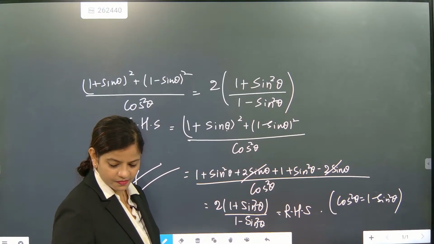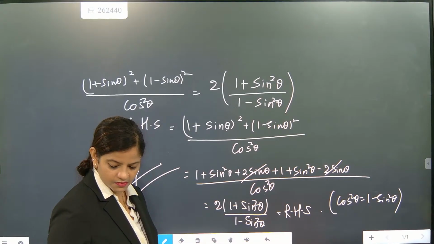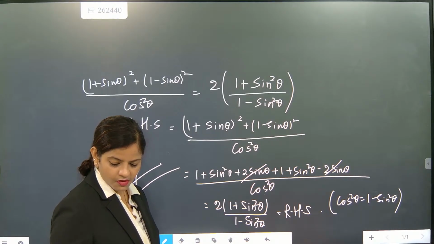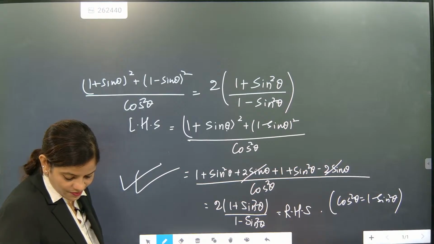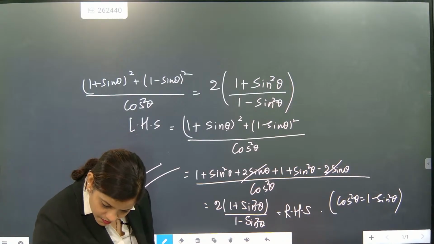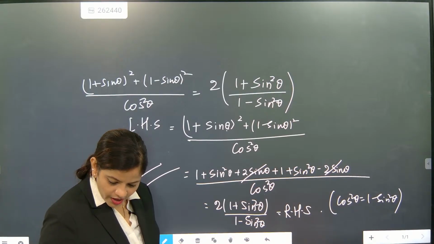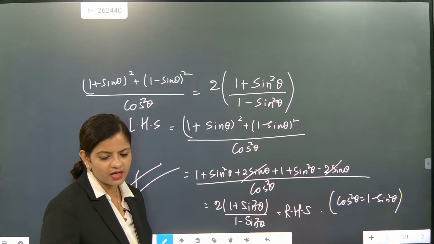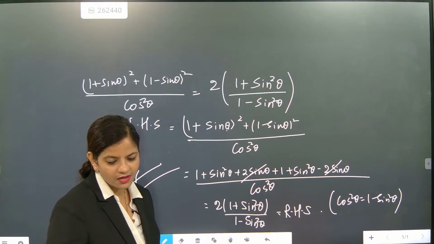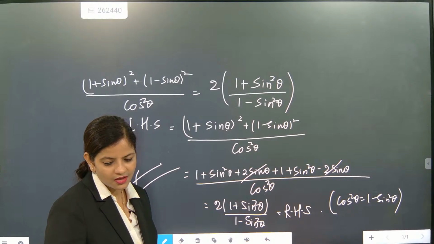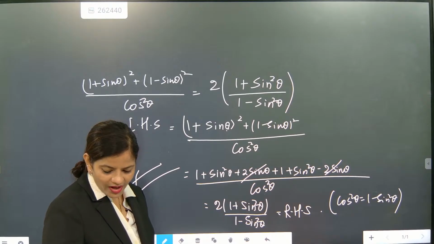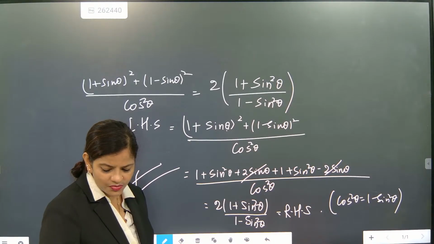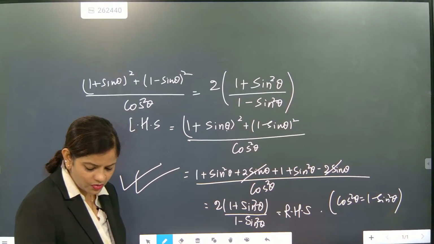Monkey. Vishwa, 1 minute. Hey, why are you putting 30 degrees here? What is the need of putting 30 degrees? You can't put it like that. You can't substitute a value. Vishwa, don't do like that, please.